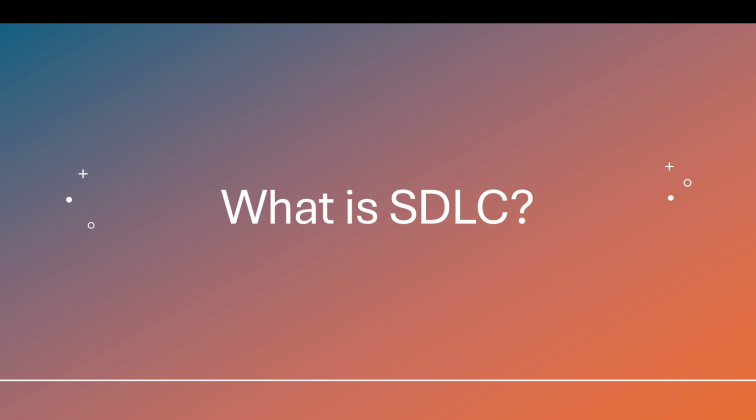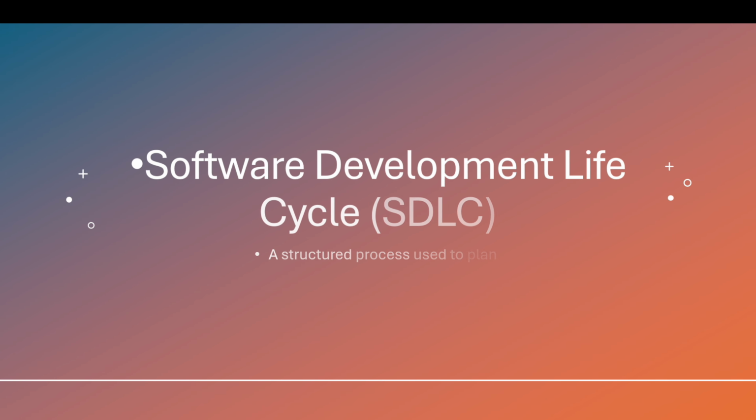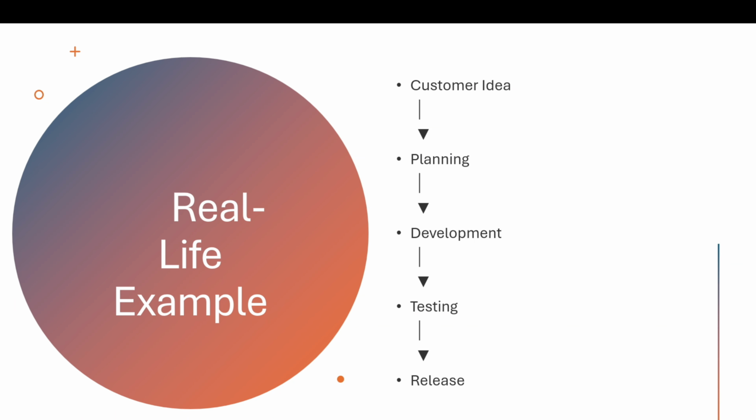So now we'll discuss what SDLC is. It's the software development lifecycle, a structured process used to plan, design, develop, test, deploy, and maintain the software. Think of SDLC as a roadmap. Just like building a house requires planning before construction, software development follows the same steps. Skipping these steps usually leads to confusion, delay, and poor quality software. So we'll now discuss a real-world example.